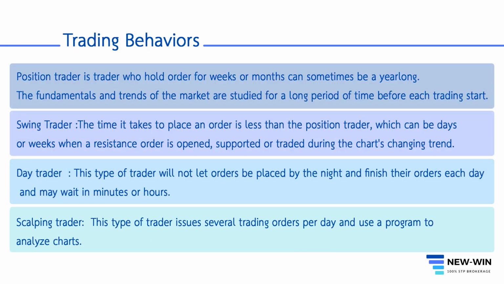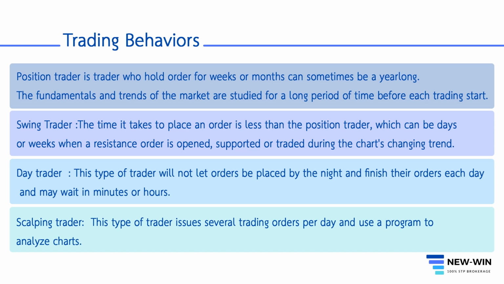After we have learned about the types of traders and checked which type you are, it's time to learn about trading behaviors. Let's see in detail what type you want to be. Let's get started with the first one, the position trader. These are traders who hold orders for weeks or months, and sometimes even a year. The fundamentals and trends of the market are studied for a long period of time before trading starts.